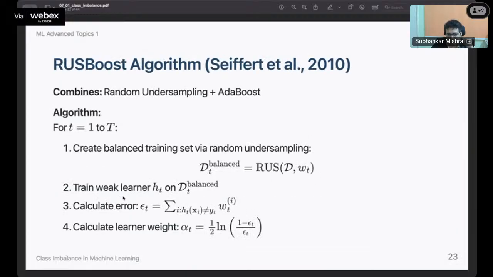Now there is another algorithm called RUSBoost. It's basically random undersampling plus AdaBoost, and here you combine these two techniques. You undersample the majority class based on the sample weights from AdaBoost itself, and then you train the weak learner on the balanced data set. Then you update the weights, so misclassified samples get higher weight, and then you repeat.